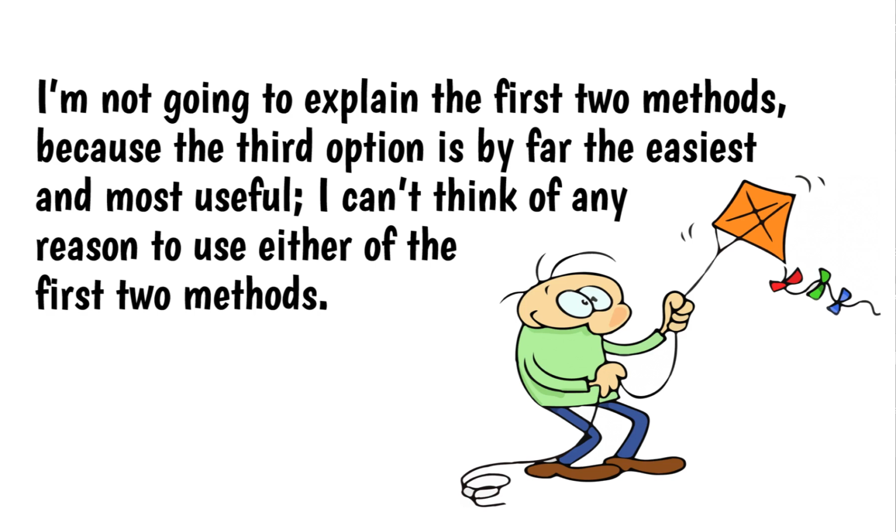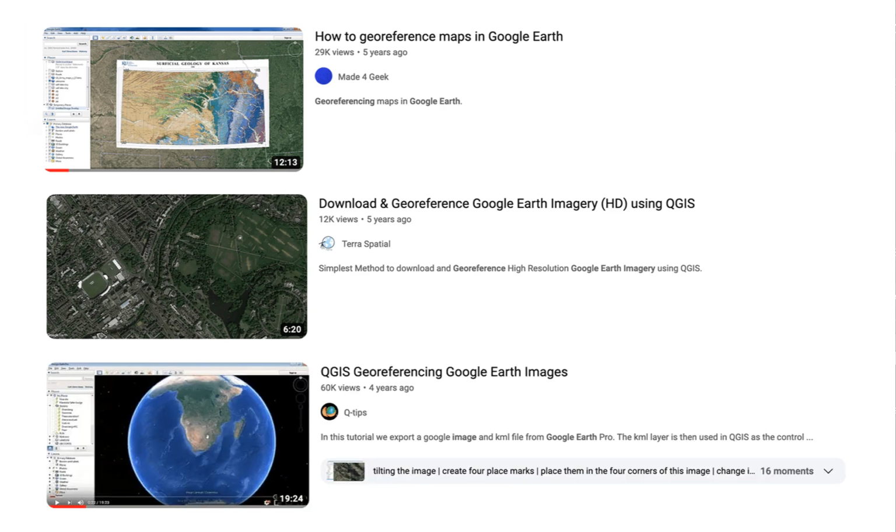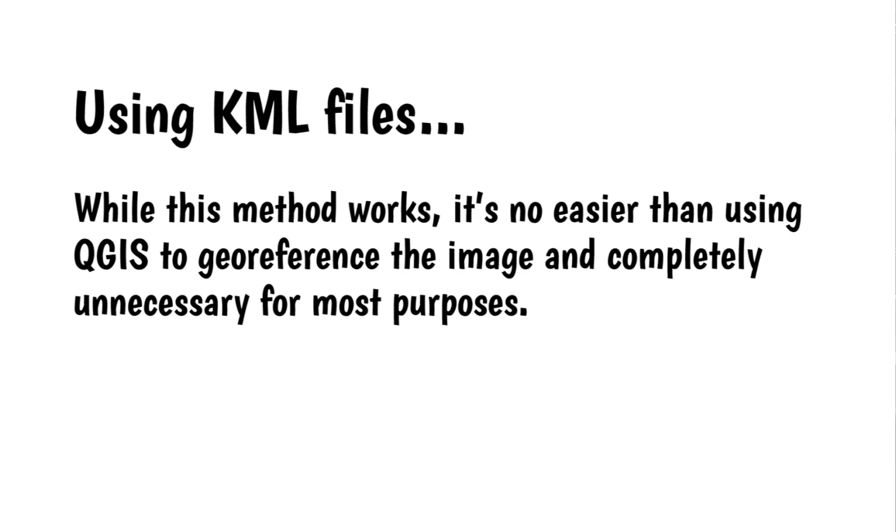I'm not going to explain the first two methods because the third option is by far the easiest and most useful. I can't think of any reason to use either of the first two methods. Note: there are several videos on YouTube about georeferencing Google Earth images using KML files, but many of these involve adding placemarks or paths in Google Earth and then using these to place ground control points in QGIS. While this method works, it's no easier than using QGIS to georeference the image, and it's completely unnecessary for most purposes.